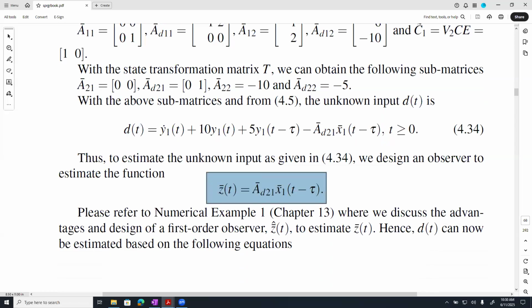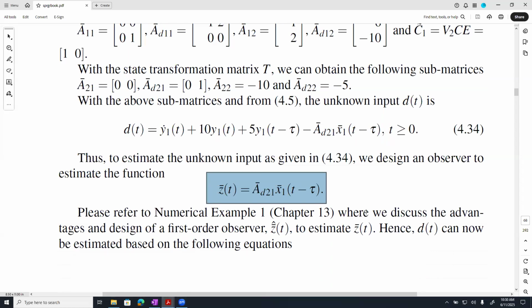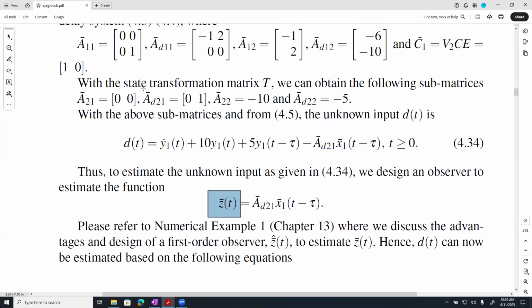Now, the issue with this is that if we don't know how to estimate directly, and if we want to use whatever available options at the time, that means we have to estimate this unknown variable, this unknown vector, instantaneously, and then delay it, and then obtain the estimation for this functional.